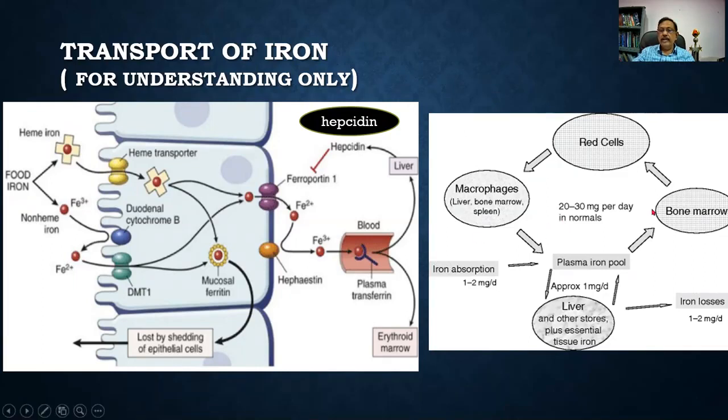And coming to the organs as such, you find that there will be about 20 to 30 milligrams of iron every day that is being absorbed and lost. So it can be stored in the liver cells or in the bone marrow, the RBCs and the macrophages. Usually about 1 to 2 milligrams is being absorbed and approximately the same amount is being lost so that there is no excess.